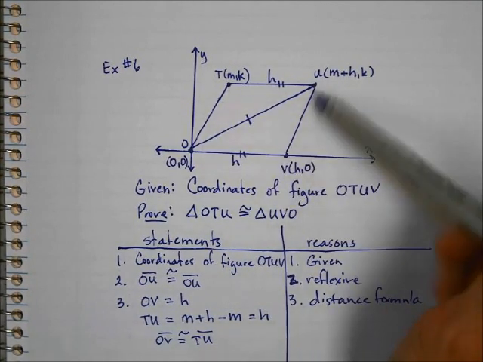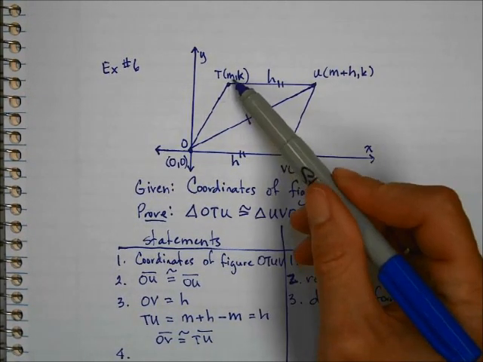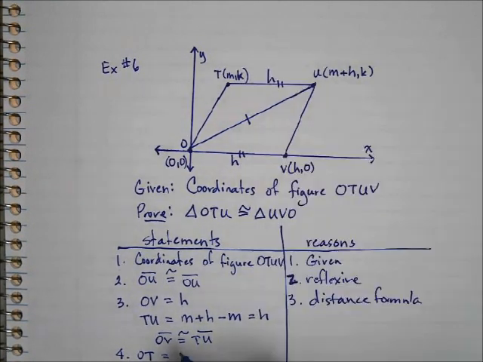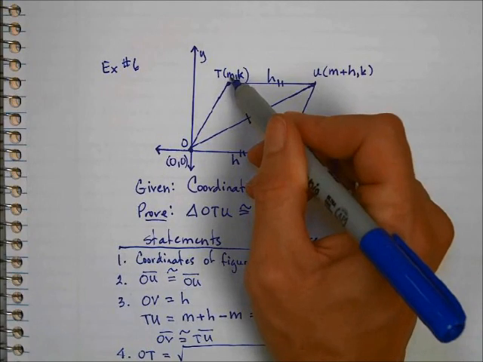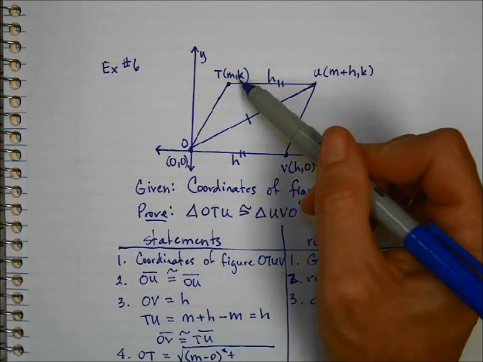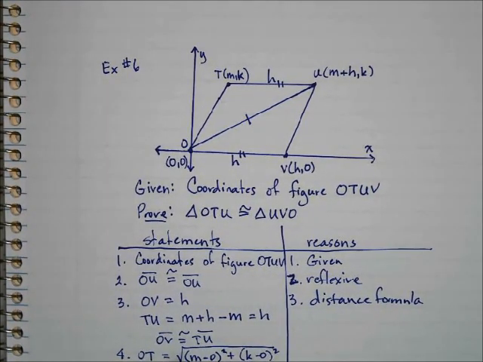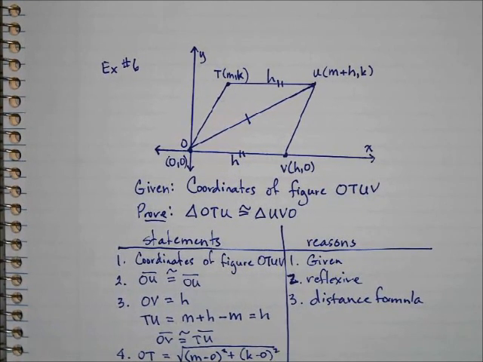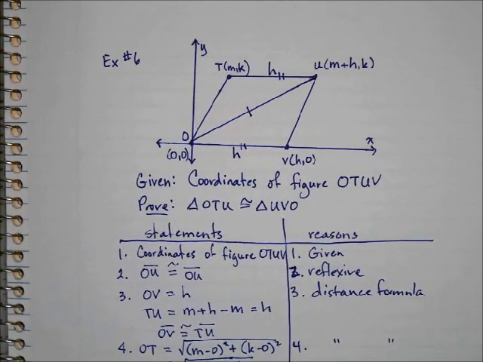diagonals. So since they're slanted, I'm going to actually have to use the distance formula on those. Alright, so let's use the distance formula. I'm going to do this. This is the distance of OT. The distance formula is the square root of x2 minus x1. So that's going to be m minus 0 squared plus k minus 0 squared. So if I simplify that, I'm going to have m squared plus k squared. Alright, distance formula. Matter of fact, we can just put distance formula there.